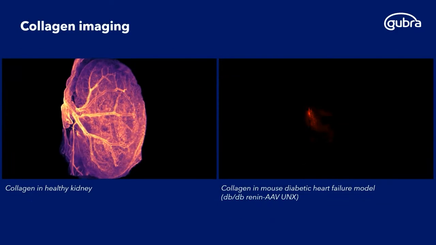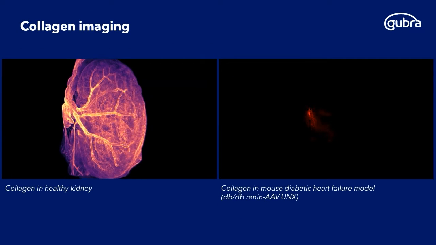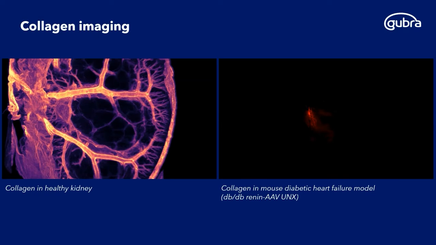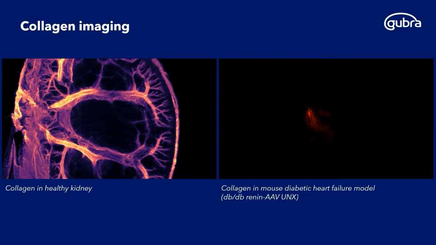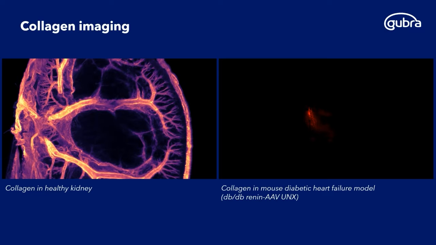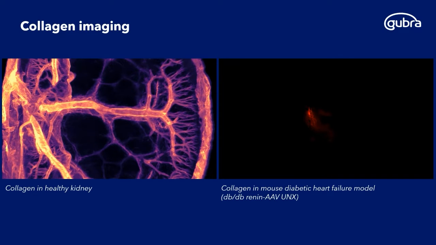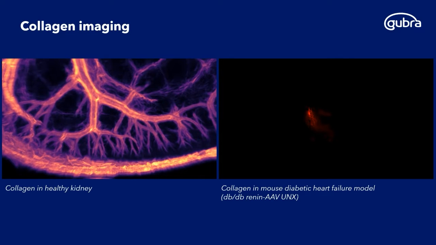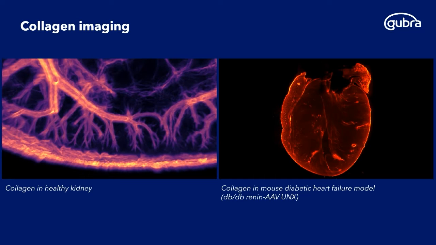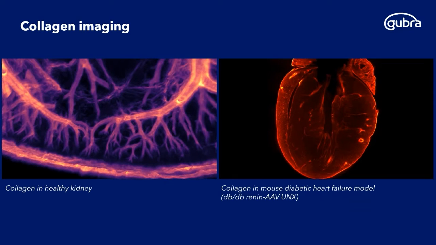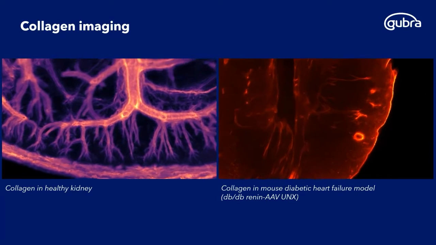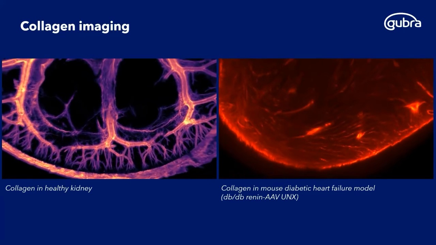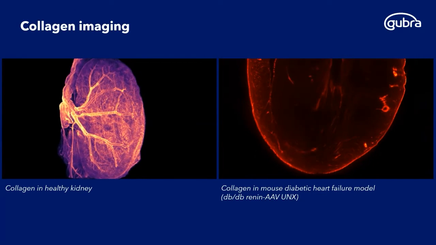Both in the kidneys, but also perhaps in other disease models, you can also look into fibrosis, like looking into collagen. Here you can see a kidney from a healthy mouse where collagen is primarily present in the walls of large blood vessels and a little bit in the renal capsule around the kidney. On the right-hand side now you can see a mouse heart. This mouse comes from a diabetic and hypertensive heart failure model. And in this case, you can start to see perivascular fibrosis, but also interstitial fibrosis developing in the sample.